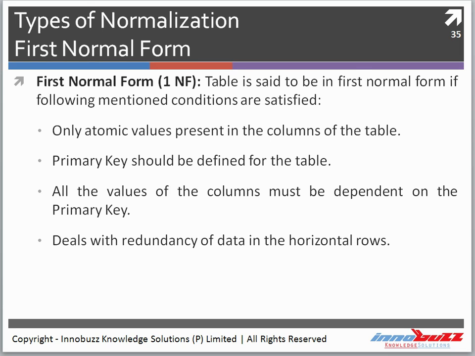First normal form, 1NF. A table will be in 1NF if the following conditions are satisfied. Only atomic values present in the columns of the table. A PK should be defined for the table. All the values of the column must be dependent, and it should deal with redundancy of data.